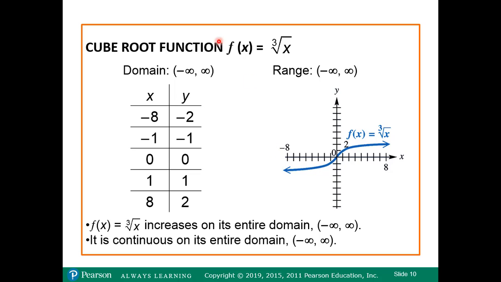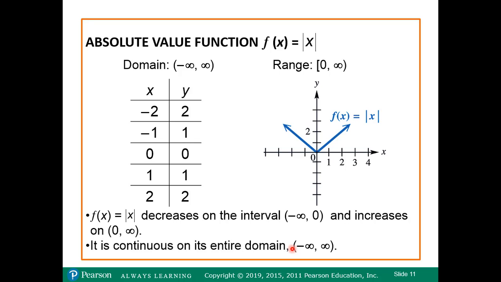So it's going to have a domain of all real numbers from negative infinity to positive infinity. It's also going to have a range of all real numbers from negative infinity to positive infinity. It's also increasing, so it increases on the entire domain. Okay, it's also continuous on the entire domain.